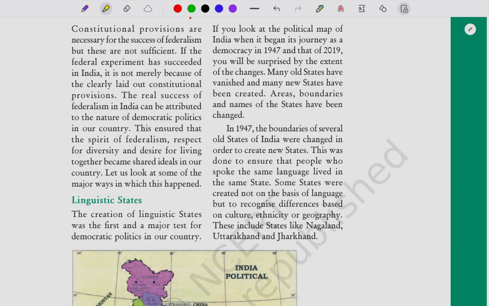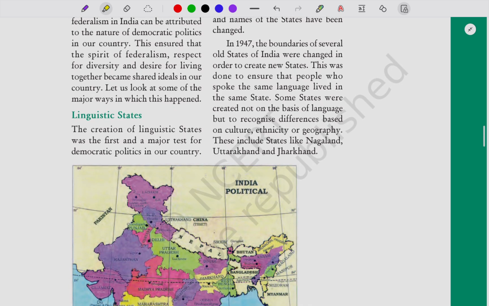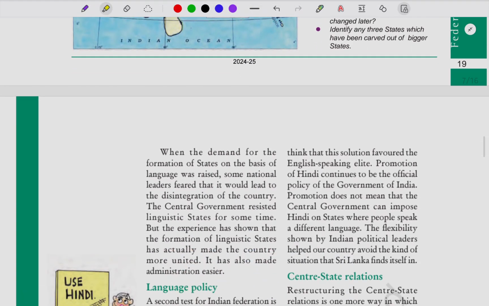Many old states have vanished and new states have been created. Areas, boundaries, and the name of the states have been changed. In 1947, the boundaries of several old states were changed in order to create new states. This was done to ensure that the people who spoke the same languages lived in the same state. Some states were created not only on the basis of languages but to recognize the differences based on culture, ethnicity, or geography. This includes Nagaland, Uttarakhand, Jharkhand.